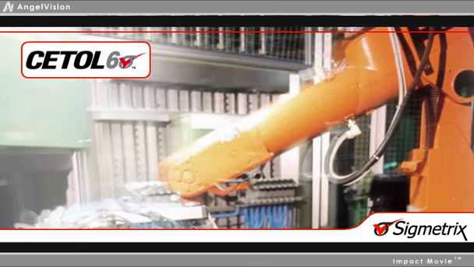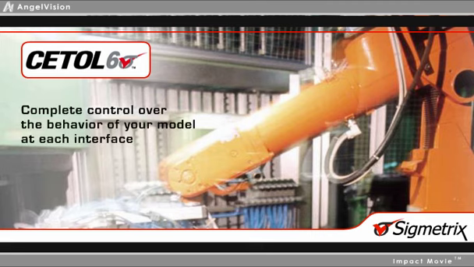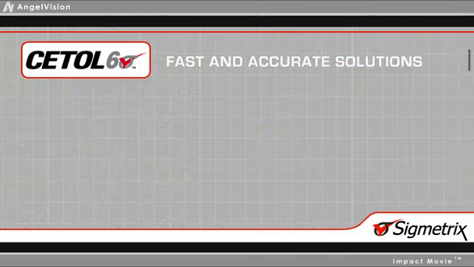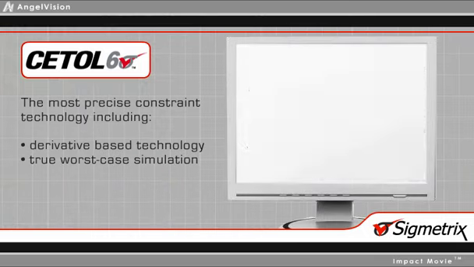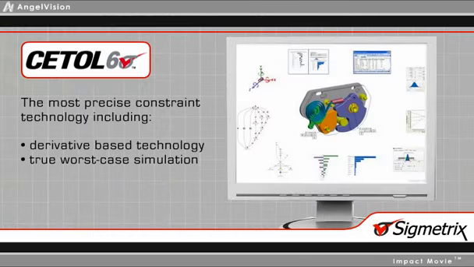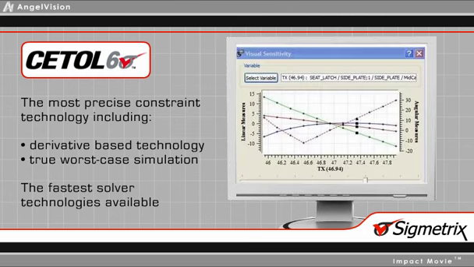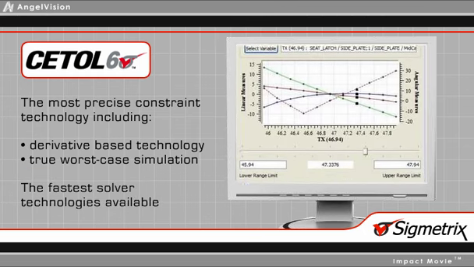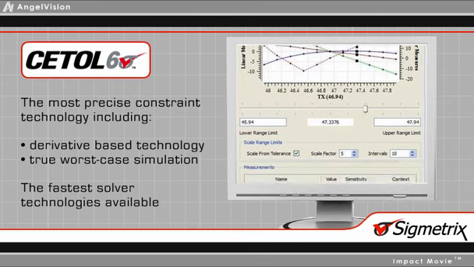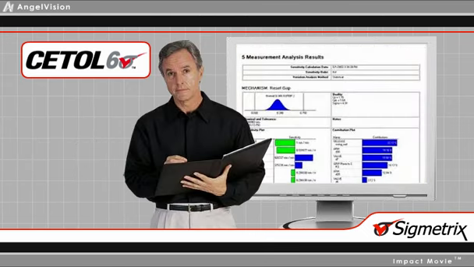CETOL Six Sigma assembly modeling tools deliver complete control over the behavior of your assembly model at each interface. It creates fast and accurate solutions. We're based on the most precise constraint technology, including derivative-based technology and true worst-case simulation and the fastest solver technologies available. Complete and accurate documentation is also important.